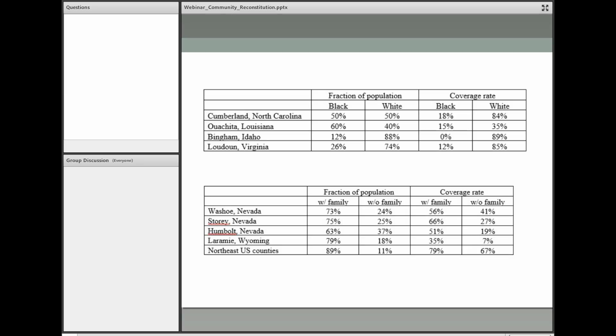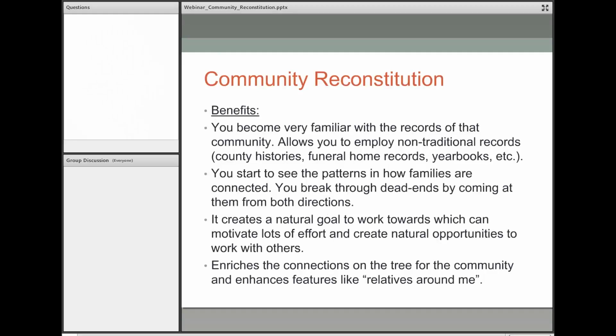So let's talk about some of the benefits of doing a community reconstitution project. You're going to become very familiar with the records of that community. It also allows you to employ non-traditional records. You can use county histories, funeral home records, yearbooks, and you'll start to see the patterns in how families are connected. You'll break through dead ends by coming at them from both directions.